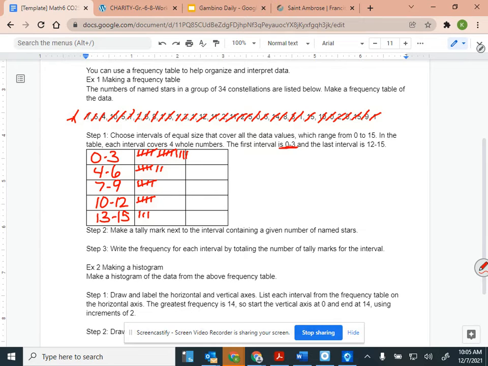So that's making the frequency table. That was tiring. So then the last column is putting how many tally marks you had. So you're just writing out how many, counting up those tally marks. So you start with your intervals, then you do the tally marks, then you count how many tally marks there are. So that's how you make the tables. Is that part making sense? Yeah. Putting it into the table?